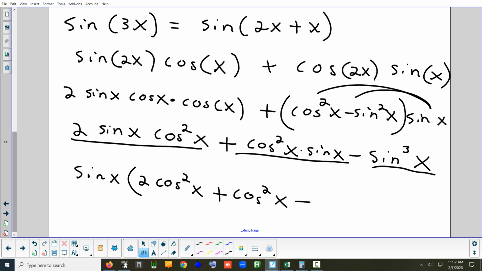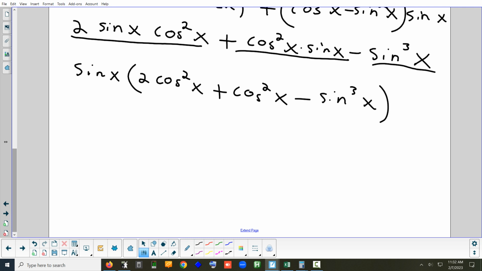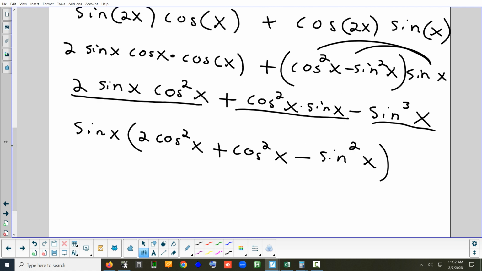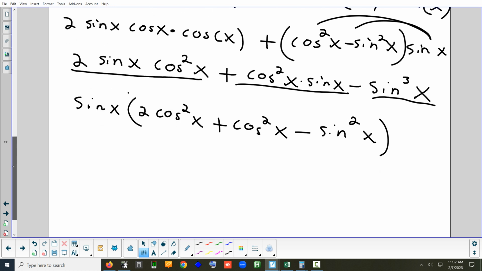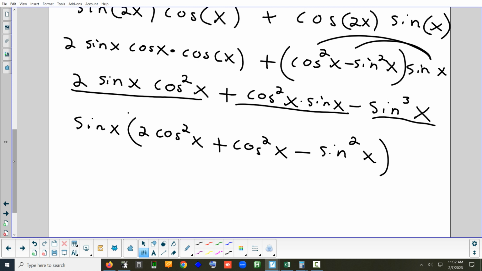Then sine squared x. No, no division in this problem. Any question on factoring out the sine? What did you just do? I factored out sine, because sine was in common here, here, and here. So I pulled one copy out. How did you get 2 cosine? Because when you factor it out, this is gone, and you're just left with 2 cosine squared.